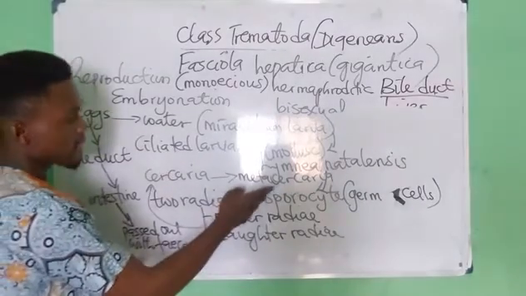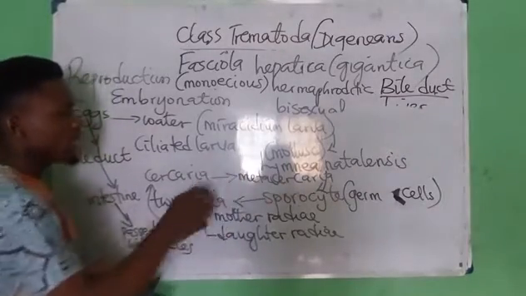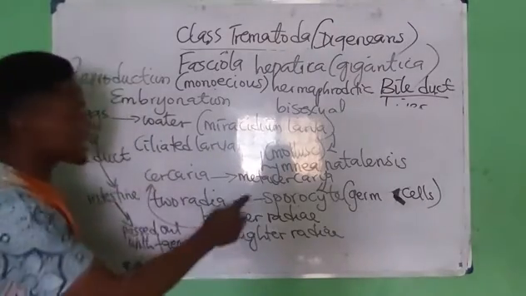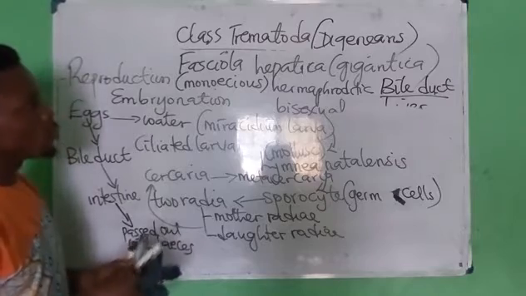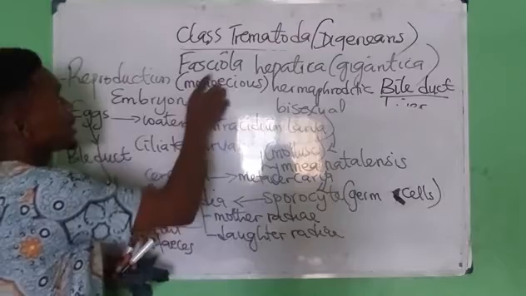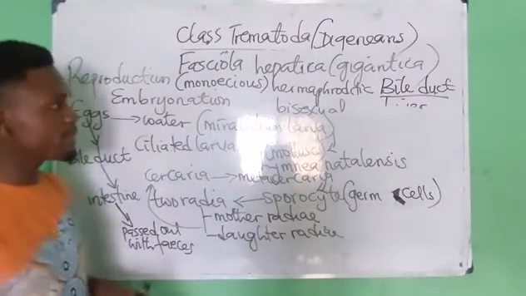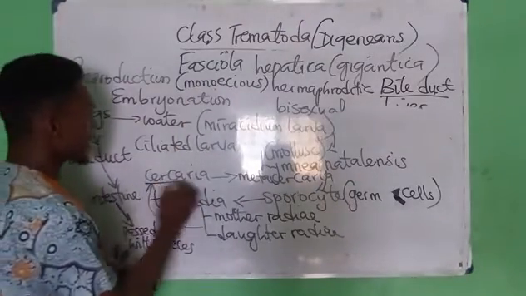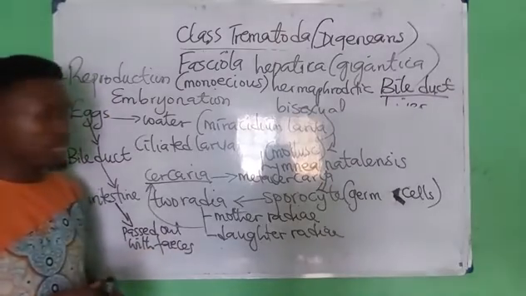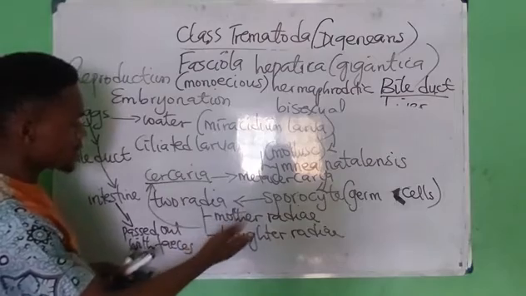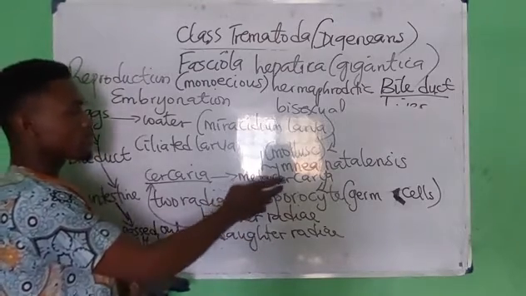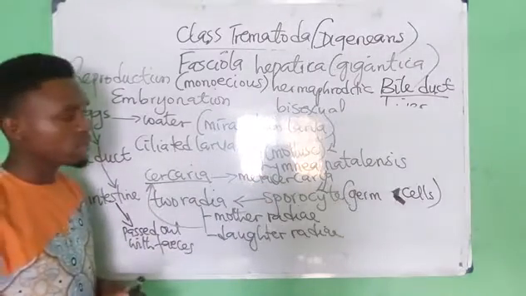Now, this metacercaria, when it attaches itself, I'll ask you, which of the following is the infective stage of a trematode? Please, the infective stage of this organism is the cercaria larva. The cercaria larva is the infective stage. Now, as soon as it develops into the metacercaria, what happens?